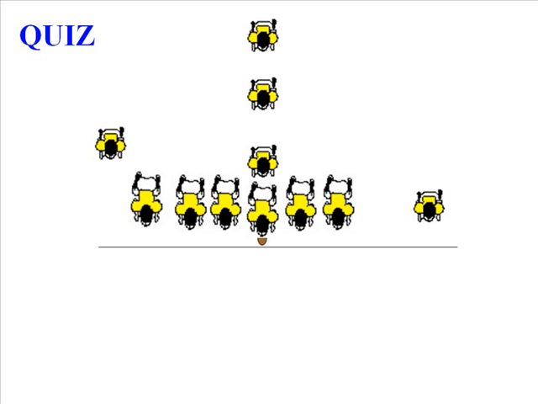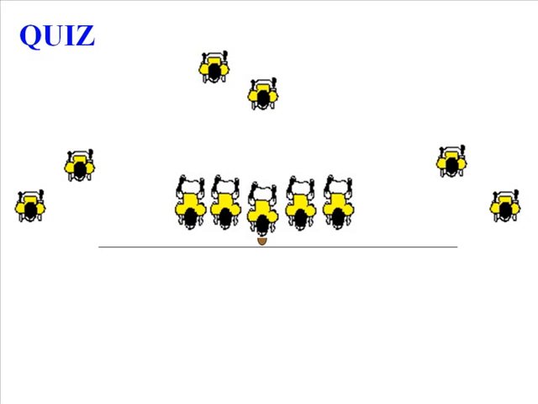Take a look at this. How many players are back there, and what would the call be? What would we call this? If we're in the middle of a game, the offense comes out, lines up just like this. What would the linebacker shout out to everybody? Okay, this is a deuce set.